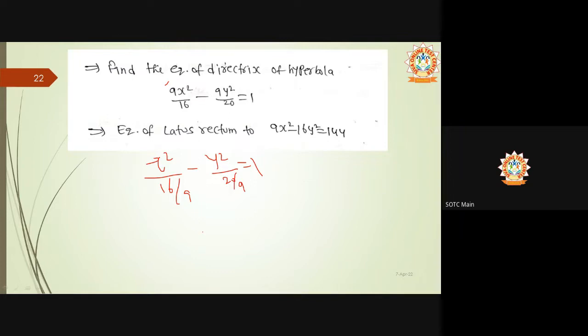So what is the equation of the directrix? X is equal to plus or minus A by E. Just try to find the E value first. That is E is equal to under root A square plus B square by your B square, because here the larger value is 20 by 9. 20 by 9 is greater than this 16 by 9. Tell me first what is the eccentricity? 1 by square root of 5.